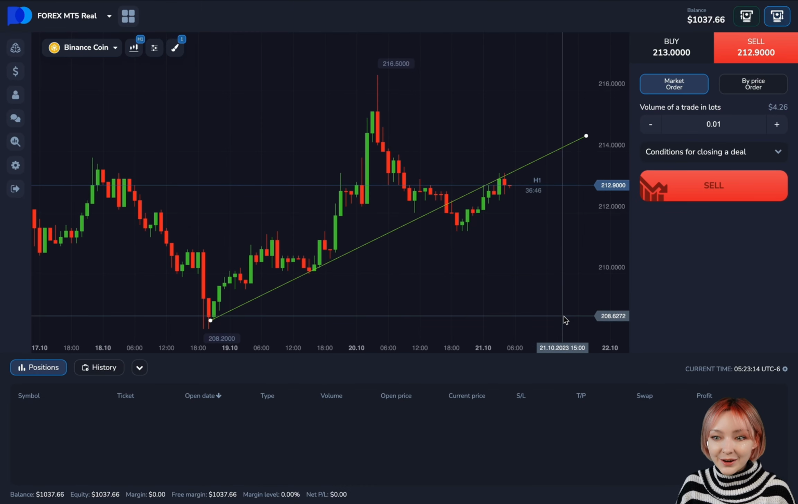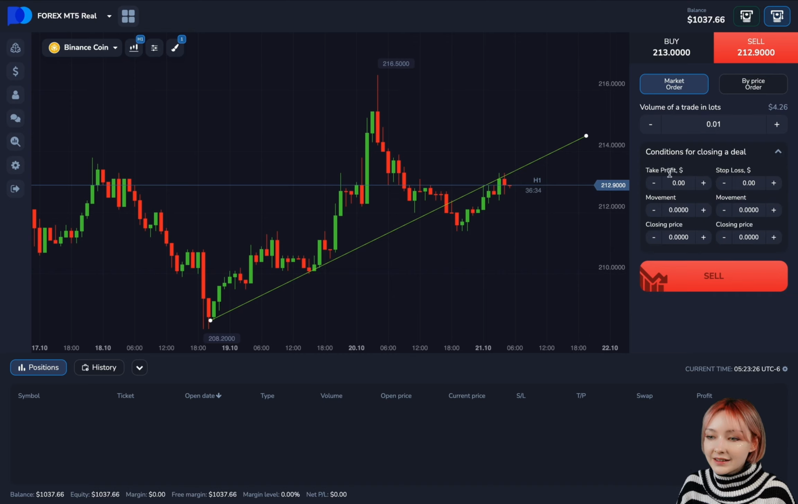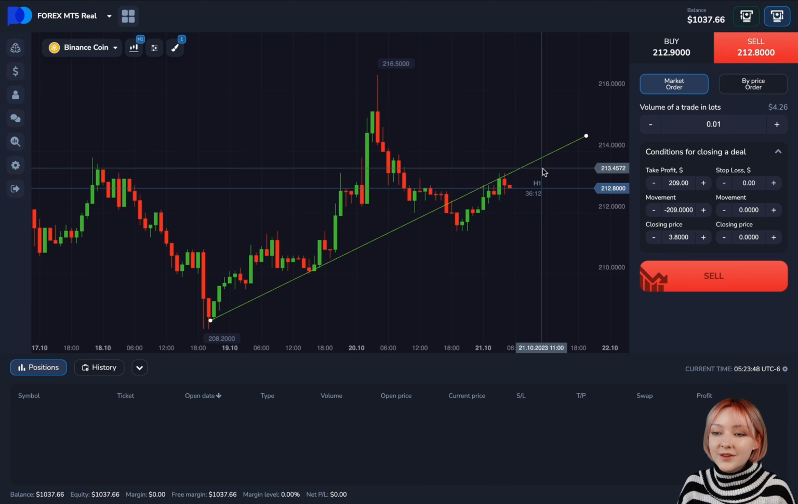Let's try this out. Take profit, which is the price we're gonna take our profit at, is gonna be 208. Let's do 209 actually. And stop loss, which is the level that doesn't let us lose more than we're ready to, is gonna be around 213. Yeah, I'm thinking 213 and a half actually.